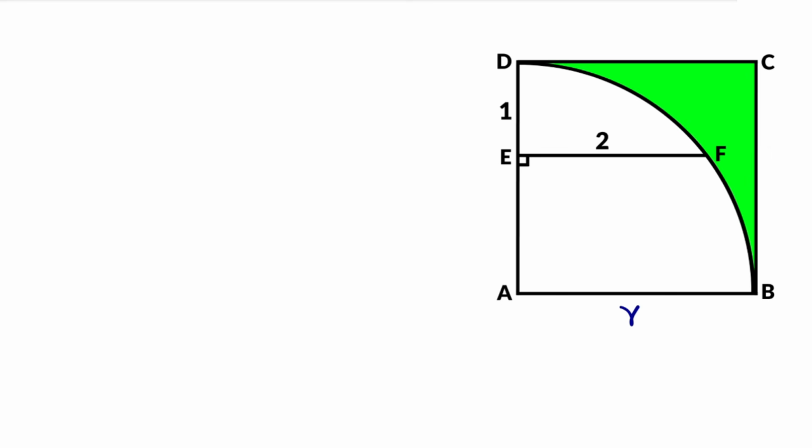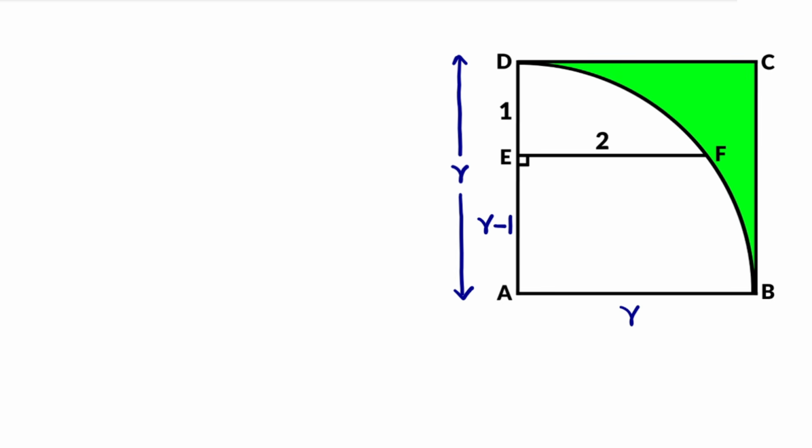Since the quarter circle fits perfectly inside the square, the radius is also the side length of the square. Now look carefully at the left side of the square. Its total length is r. The top segment, DE, is 1 unit, so the remaining segment, AE, must be r minus 1. And now comes the observation that unlocks the entire puzzle.